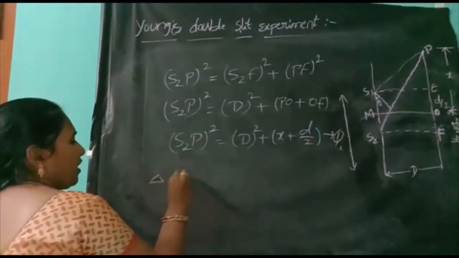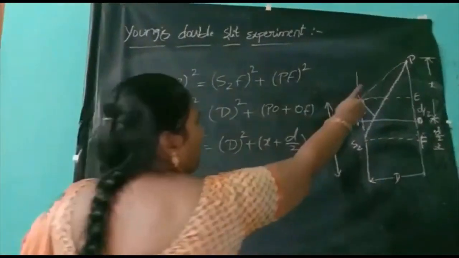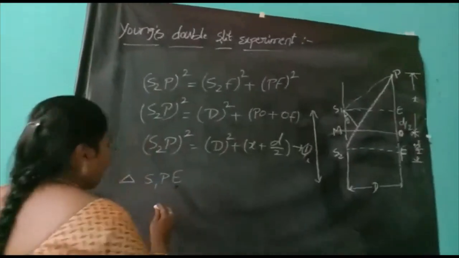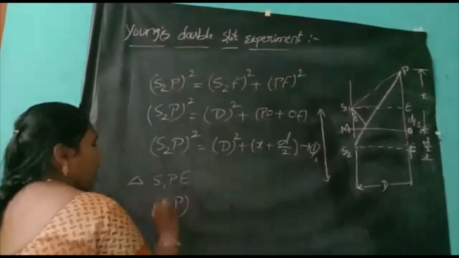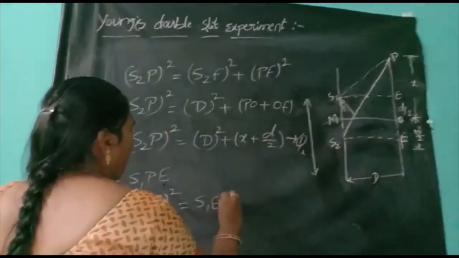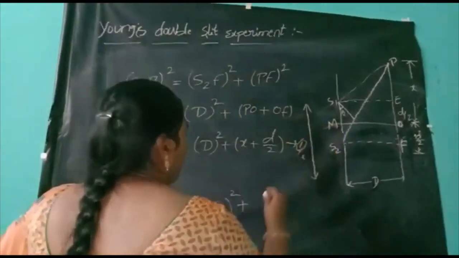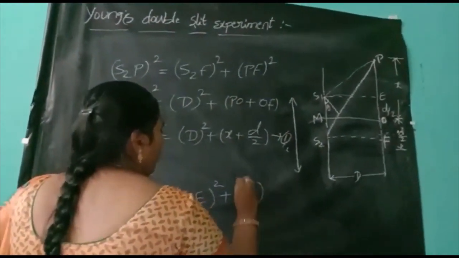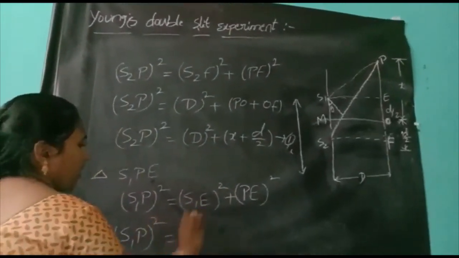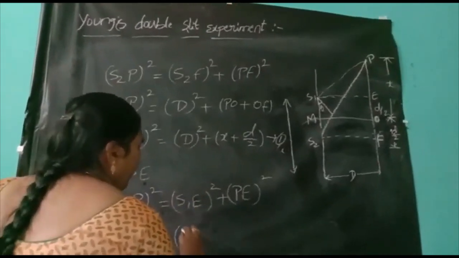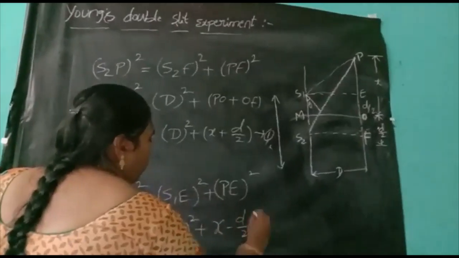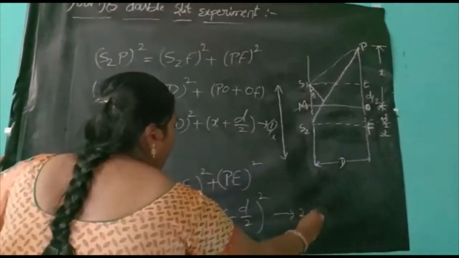From triangle S1PE, we should follow the Pythagoras principle. S1P whole square is equal to S1E whole square plus PE whole square. Here S1P whole square is equal to D square plus x minus d by 2 whole square. This is called equation number 2.